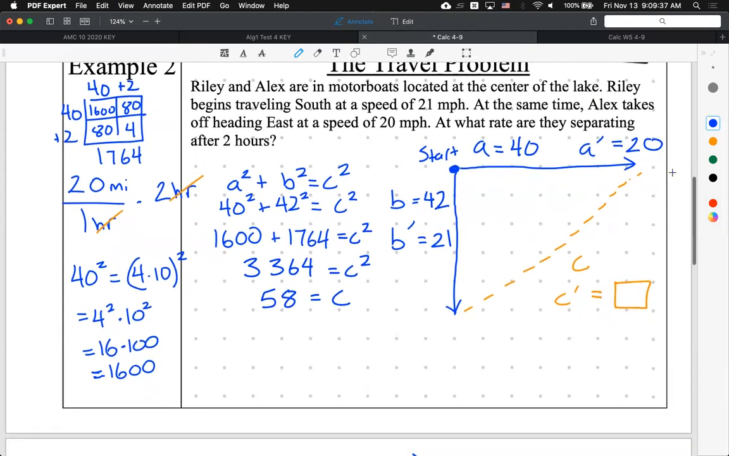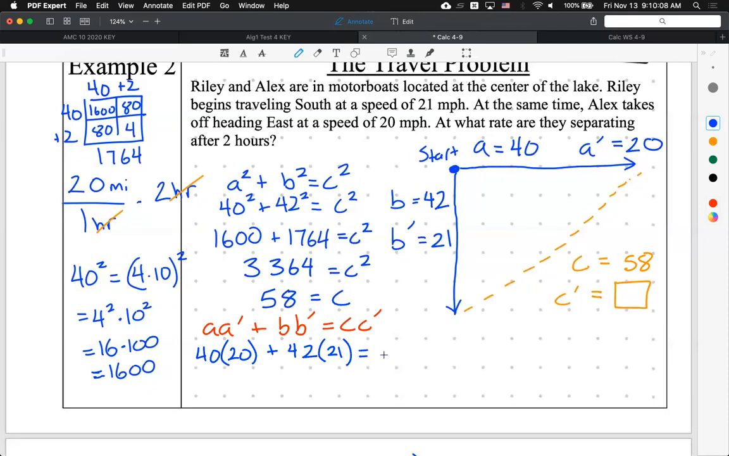All right. So that means we have c, which means we're almost all the way there. So c is equal to 58. Then just plug everything in and solve it, right? We have our default equation, which was a a prime plus b b prime is equal to c c prime. So a is 40, a prime is 20, plus b is 42 times b prime, which is 21, which is equal to c, 58, times c prime, which we don't know and we're trying to solve for.